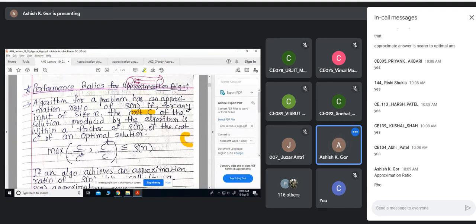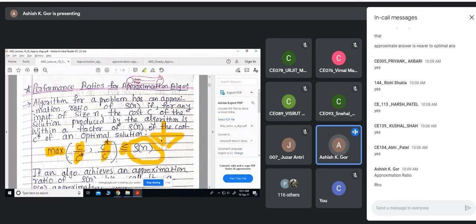And what is then C star? You can see there are two things, C and C star. So C star is the cost of the optimal solution. So this C is the cost of the approximate solution. C star is the cost of the optimal solution. And you see something, I have written maximum of C upon C star, comma, C star upon C, less than or equal to rho(n).